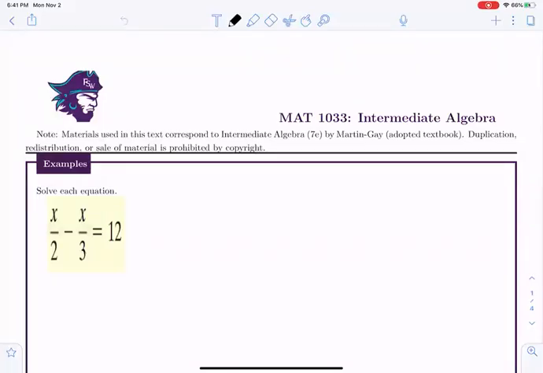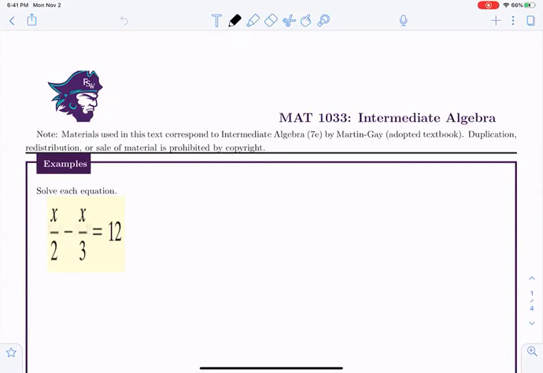Okay, so what we have is a rational equation because we have two rational expressions, x over 2 and x over 3. And we have 12 on the other side. So how do we go about solving such an equation? First step is to combine the two rational expressions together.